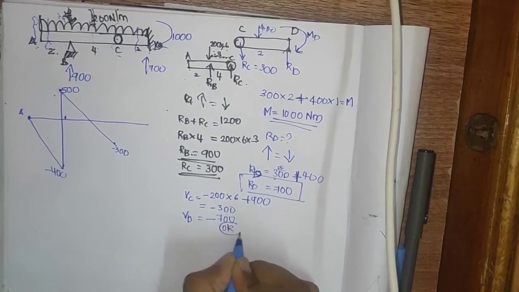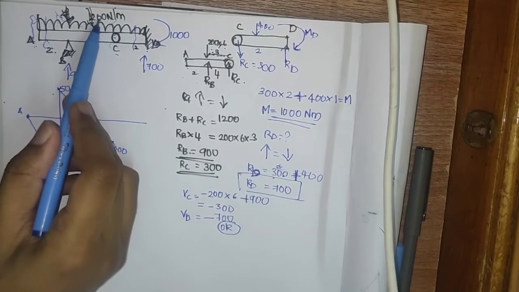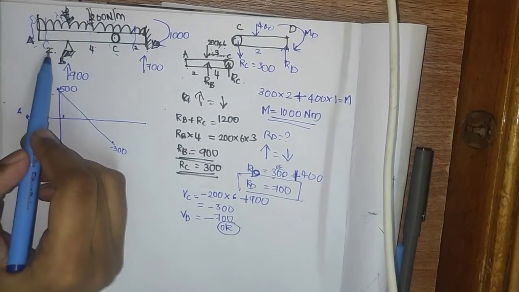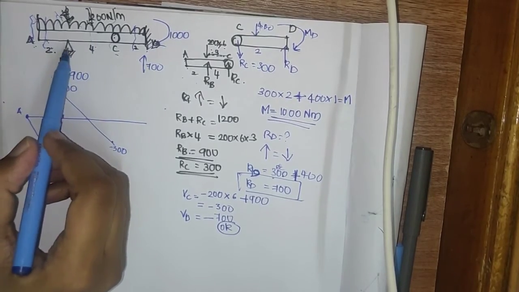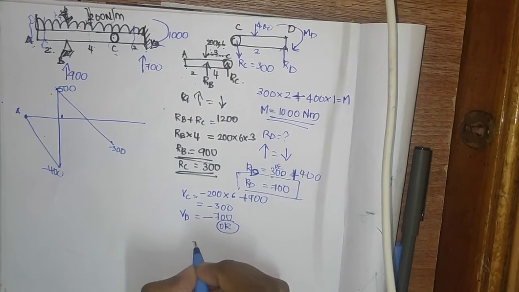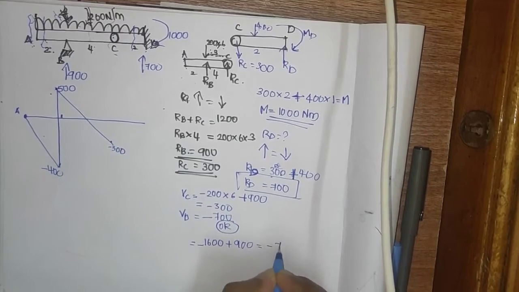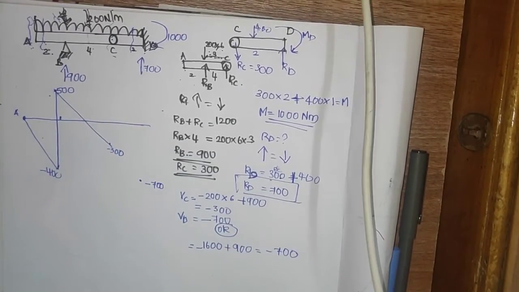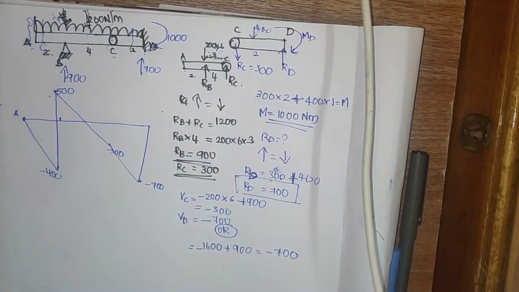Or if you are finding from this LHS, how can you do it? What will be the load? So minus 200, it is acting downward, so minus 200 into 2 plus 4 plus 2, that is 8. So 200 into 8 is nothing but 1600, plus the upward force, it is 900. There also you will get minus 700. Okay, so we can just join this. So the shear force diagram is over.